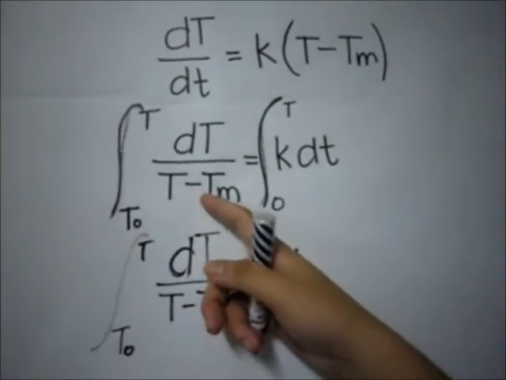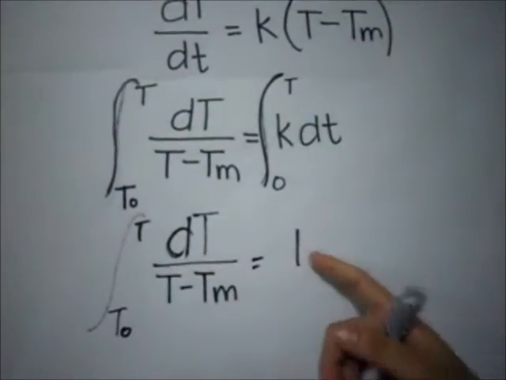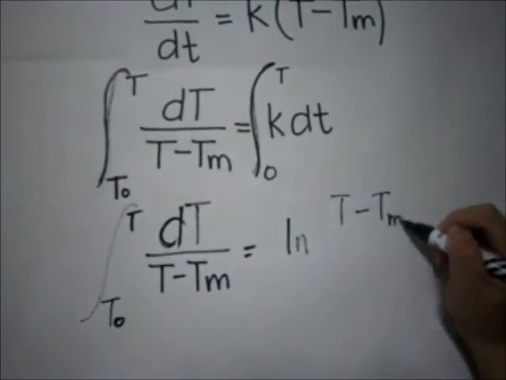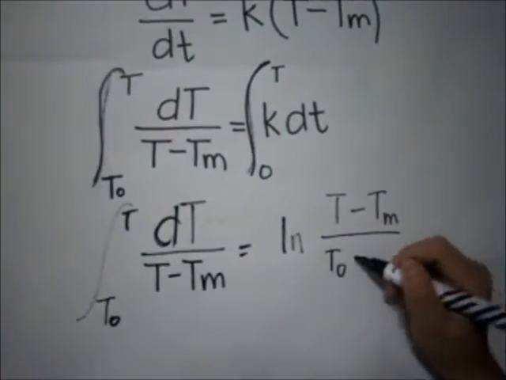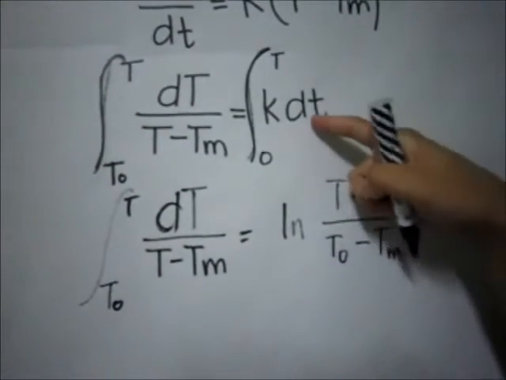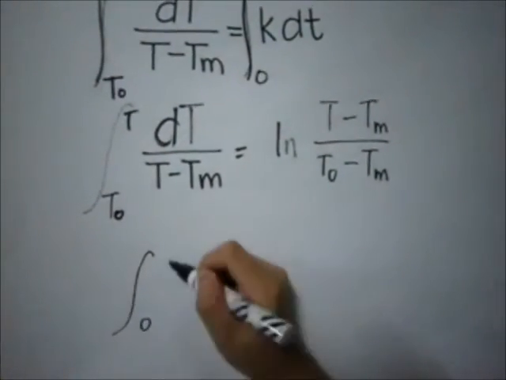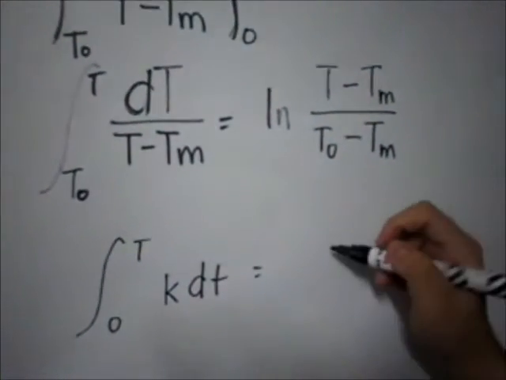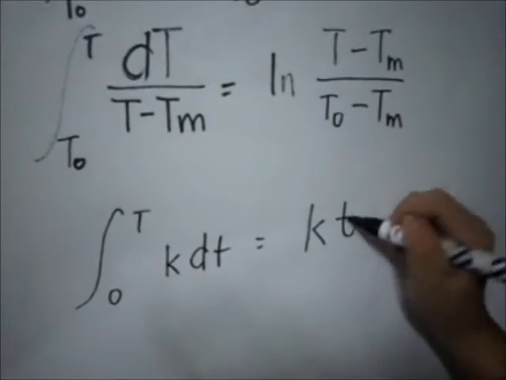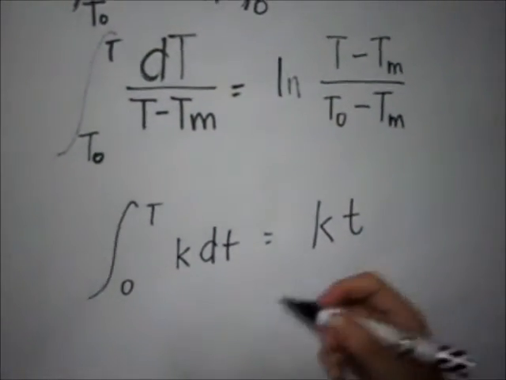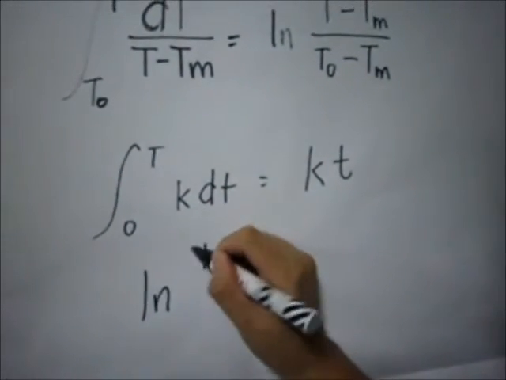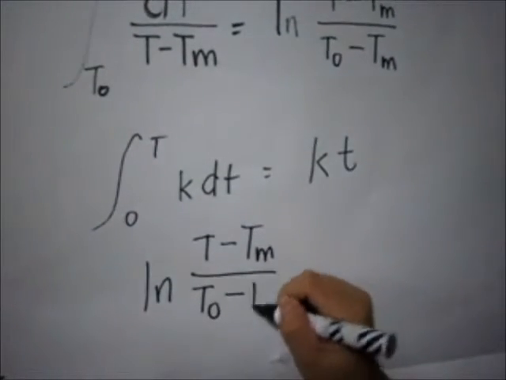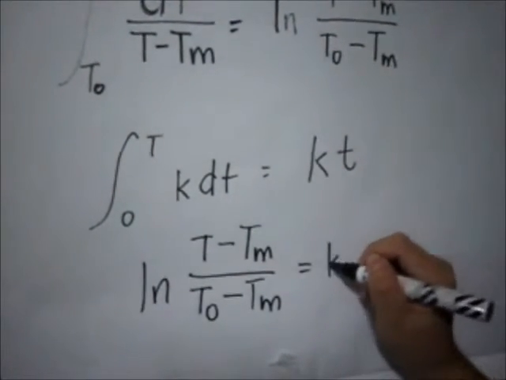By integrating this side from T naught to T, we come up with ln of T minus Tm all over T naught minus Tm. And by integrating this side from 0 to t, we come up with kt. Simplifying the equation, ln of T minus Tm all over T naught minus Tm is equal to kt.